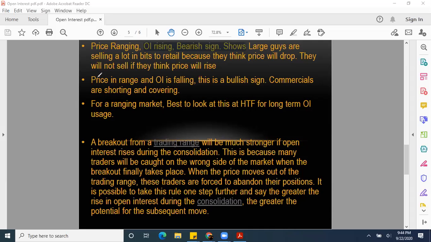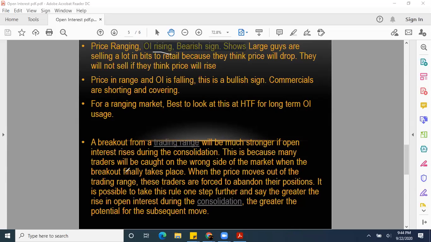So when price is in a range and open interest is falling, this is a bullish sign. Commercials are shorting and covering. So for a ranging market, it's best to look at the higher time frame. I think I've mentioned that in passing. Let's quickly read this. A breakout from a trading range will be much, much stronger if open interest rises during the consolidation. Exactly what we explained here.